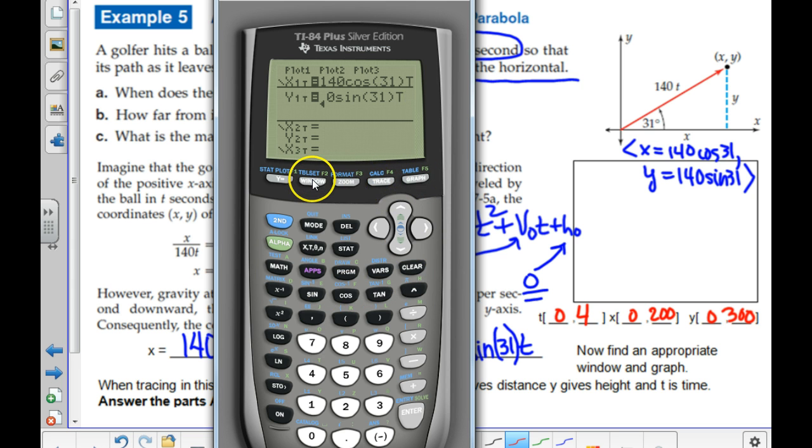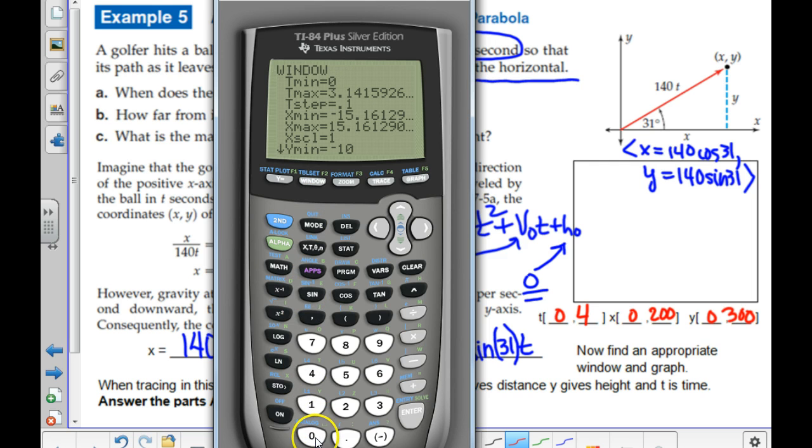All right, we're gonna go to our window. We are talking time this time, so we said we'd try 0 to 4 seconds. I'm gonna leave my t-step 0.1. X is distance away from me. We decided to start with 0 to 200. Scale doesn't really matter. And Y is height. It's not going to go underground, so 0 to 300 was Jacob's suggestion.